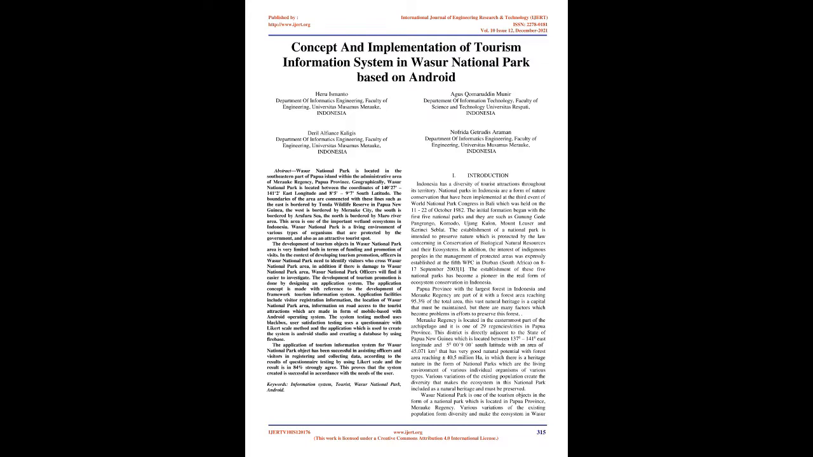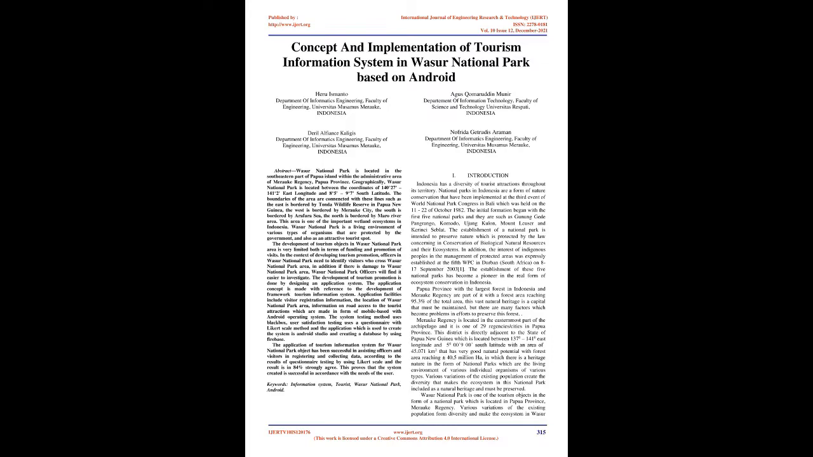Introduction. Indonesia has a diversity of tourist attractions throughout its territory. National parks in Indonesia are a form of nature conservation that was implemented at the third World National Park Congress in Bali, held on 11-22 October 1982. The initial formation began with the first 5 national parks: Gunung Gede Pangrango, Komodo, Ujung Kulon, Mount Leuser and Kerinci Seblat. The establishment of a national park is intended to preserve nature, which is protected by the law concerning conservation of biological natural resources and their ecosystems.